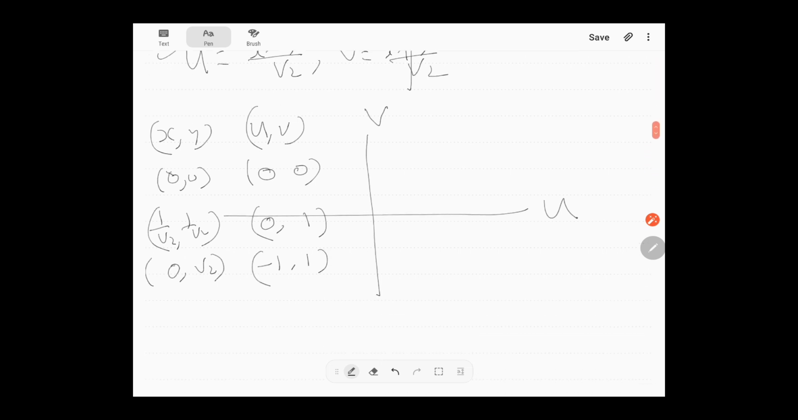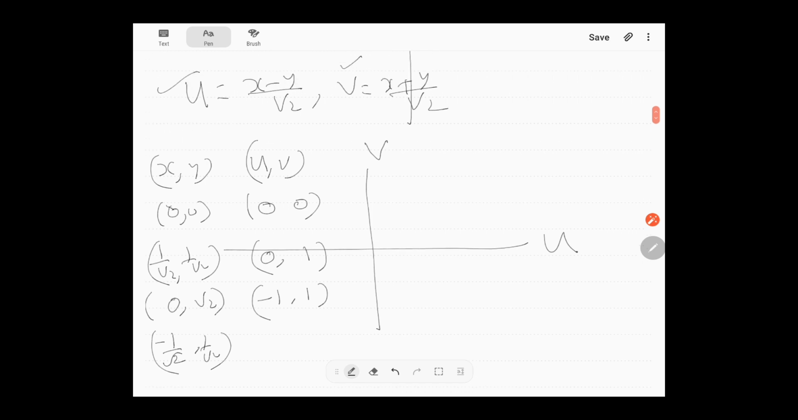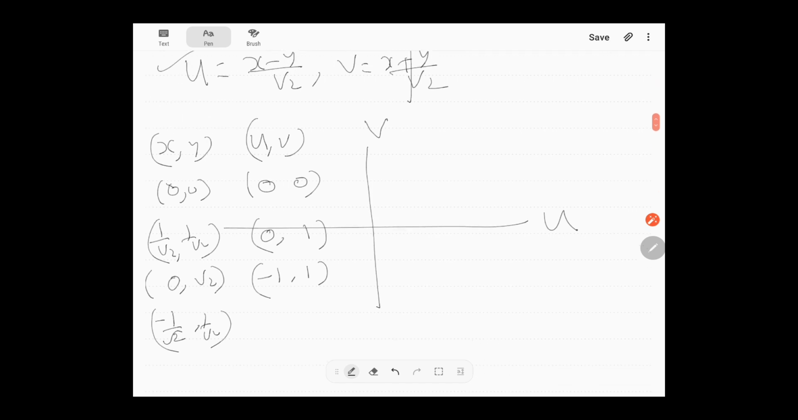And one more point I have, that is minus 1 by root 2, comma 1 by root 2. In this case, u will be the difference of these two, minus 1 by root 2 minus 1 by root 2, that is minus root 2 by root 2, which is minus 1. And if I add these two, this will be 0. So the points will be transformed to these points in the UV plane.